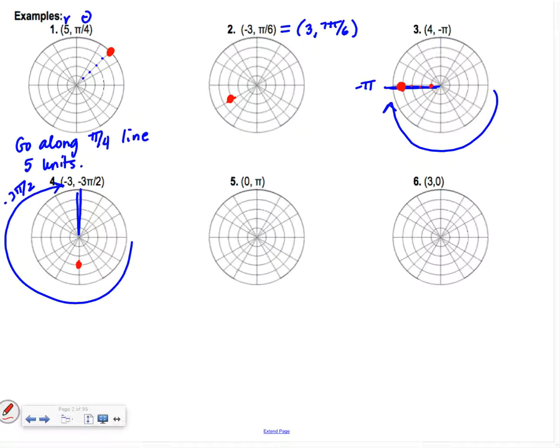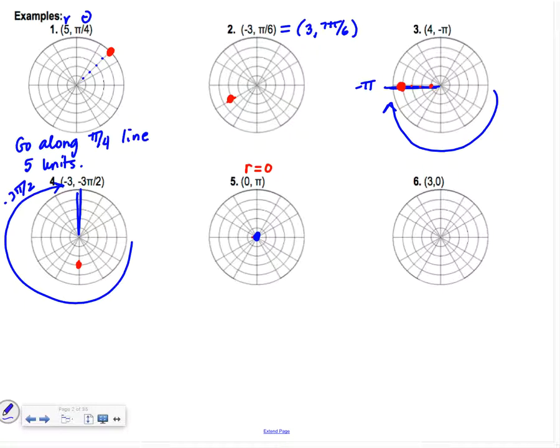And then we have 0 comma pi. So 0 is our r, pi is our angle. So here's where our angle is. But we're going 0 units along that angle. What do you guys think? On the pole. It's on the pole, right? So the origin, as we used to call it, is called the pole in polar coordinates. So it's right there. So it's just that single point right there.